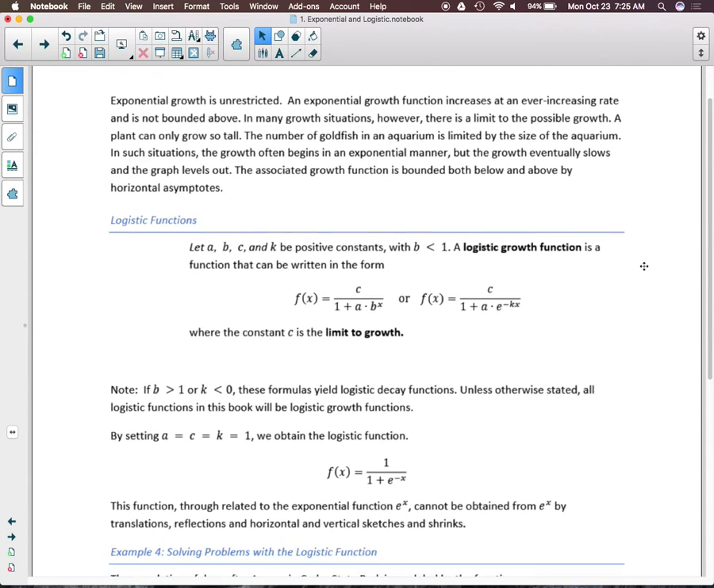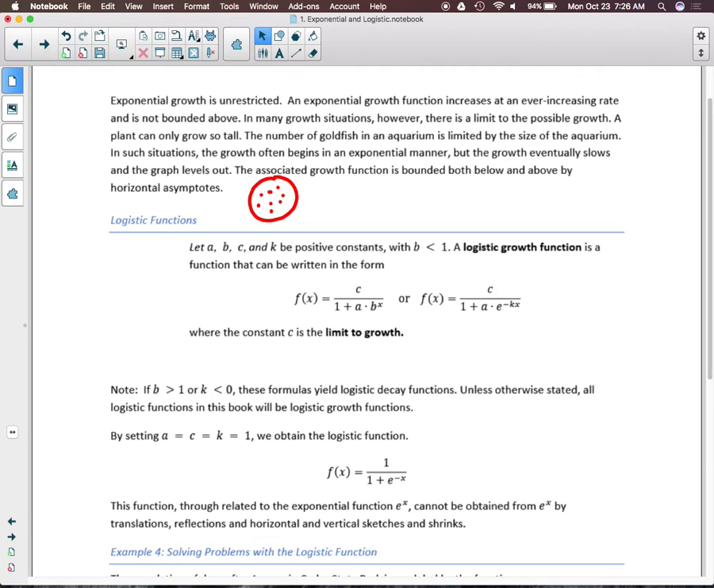So, exponential growth, which we're going to see when we do the graphs in the next lesson, is unrestricted. It just keeps getting bigger and bigger. But that's not really realistic in all scenarios, because sometimes there's a limit to the growth. Like in science class, if I have a little petri dish with bacteria growing in it, there's a limit to how much they can grow, because eventually they're going to reach the edge of the petri dish and they can't grow anymore.